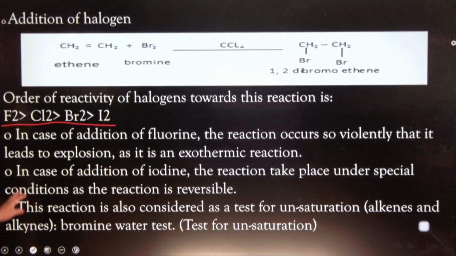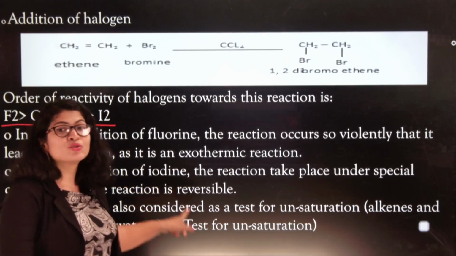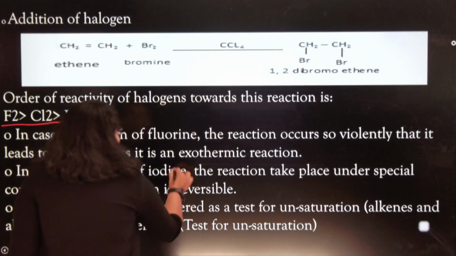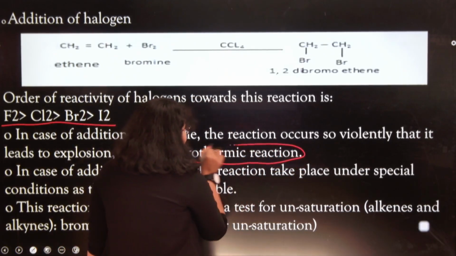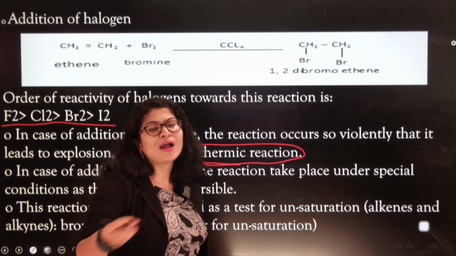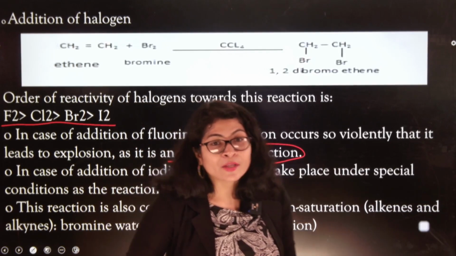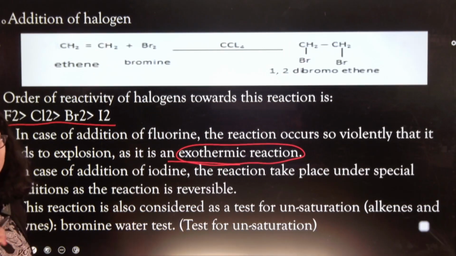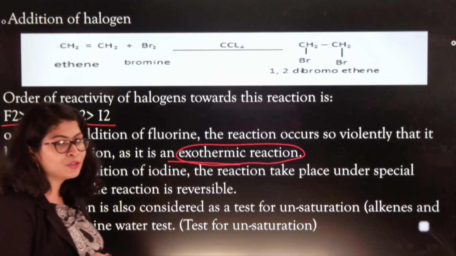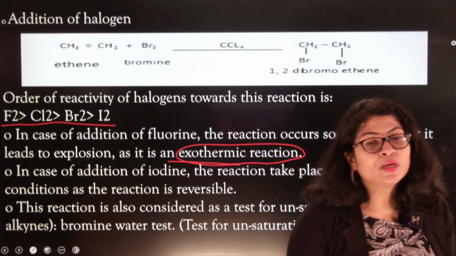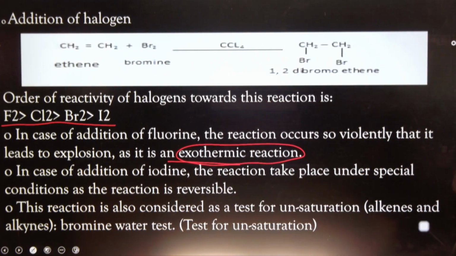In case of addition of fluorine, the reaction occurs so violently that it leads to explosion. It is a very highly exothermic reaction, so fast and explosive that we rarely get to witness the reaction actually happening. And in case of iodine, the reaction takes place under very special conditions because iodine undergoes rampant oxidation. Okay, so the reaction is highly reversible.